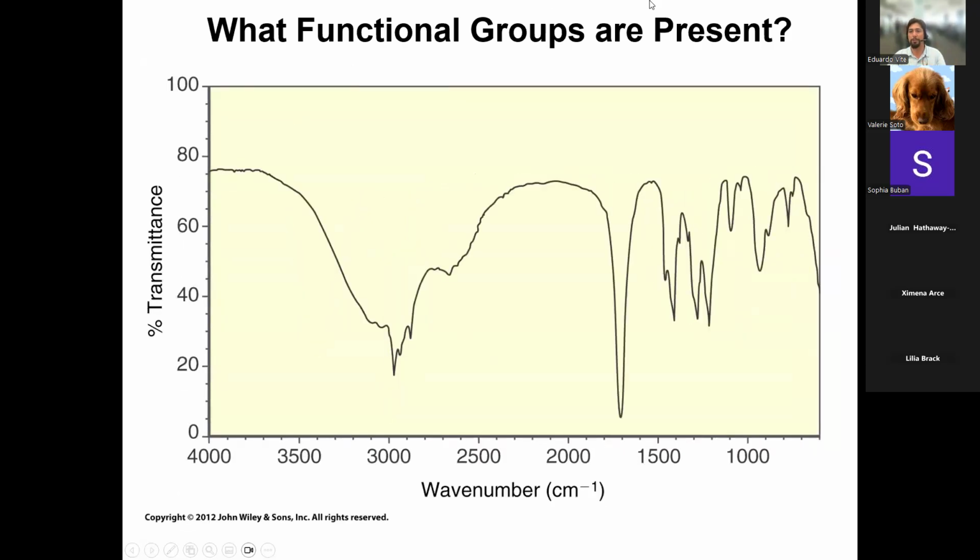Alrighty, so first one. Again, we only look for the important peaks. The first thing we notice is there is this very broad peak that spans 1,000 wave numbers here. And then we notice a peak here at 1,700. So you guys tell me now, I'm going to stop talking. You tell me what functional group is present here for sure.